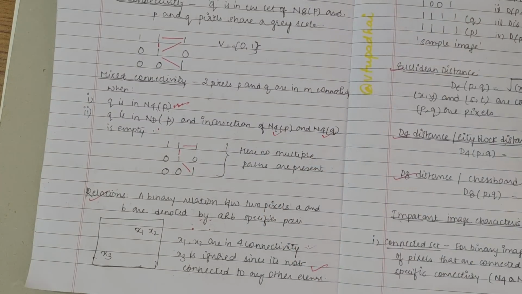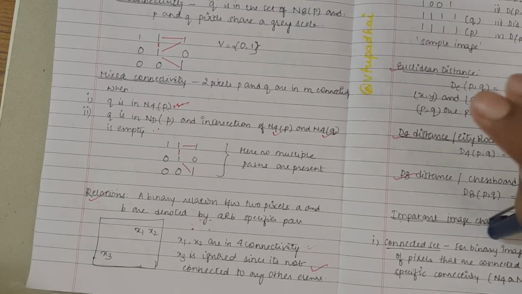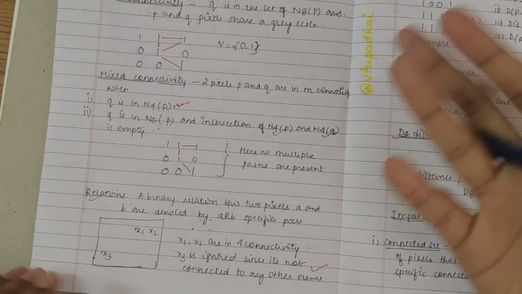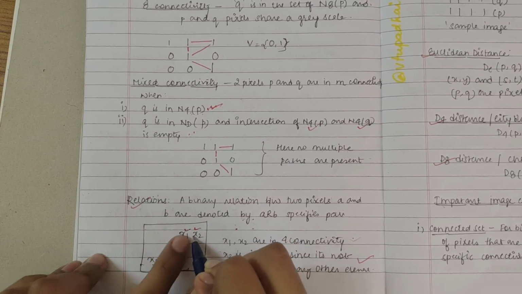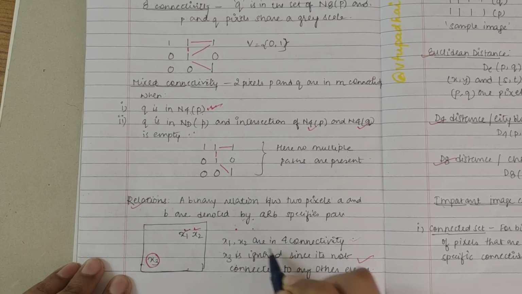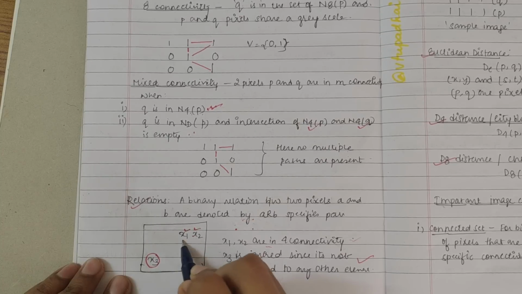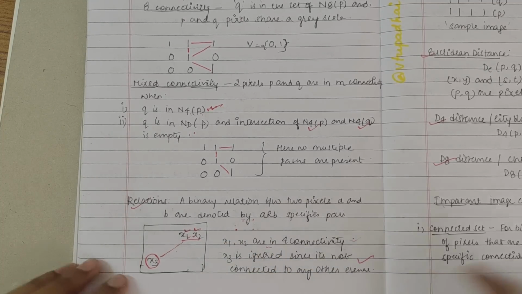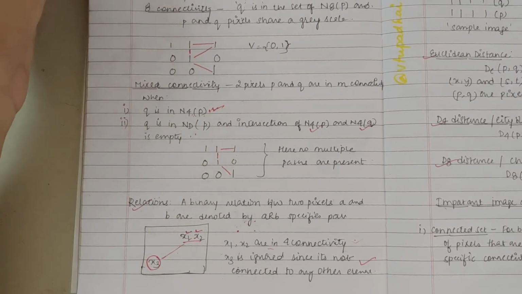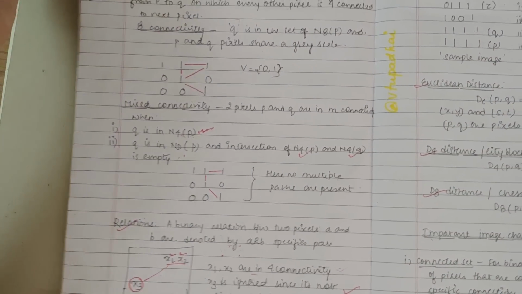Next we have relation. What is a relation basically? Suppose I have two pixels. How will I relate these pixels? If I consider this as a grid, suppose x1 and x2 are together and somewhere x3 is here. You can say x1 and x2 are in connectivity, whereas x3 is ignored because it is not connected anywhere with x1 and x2. So this is about relation. Now how will you represent a relation?